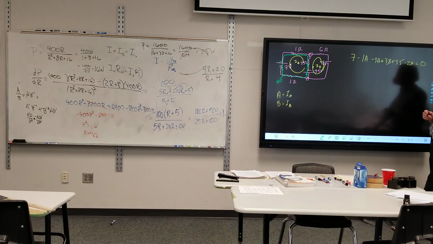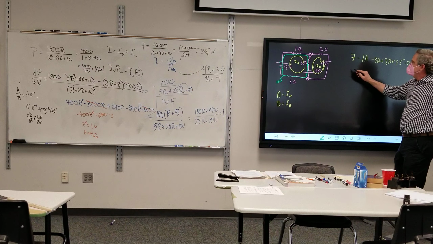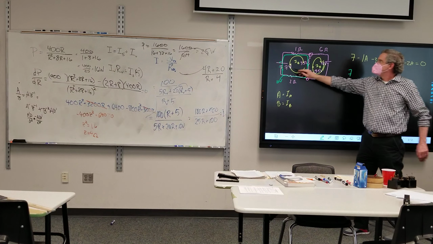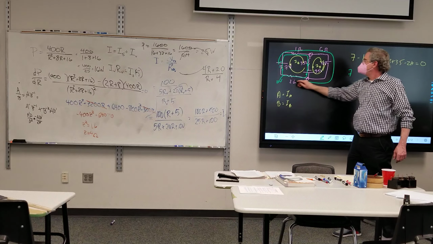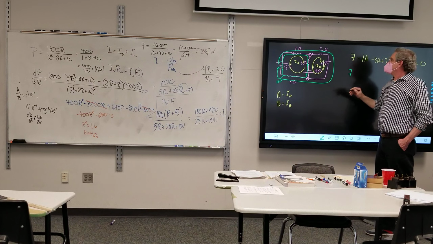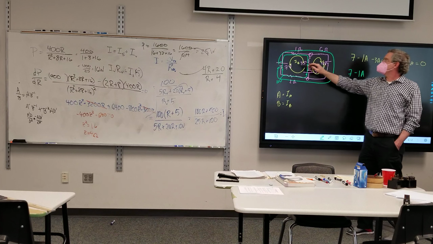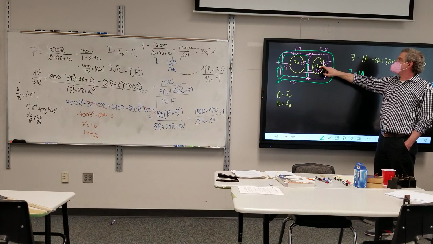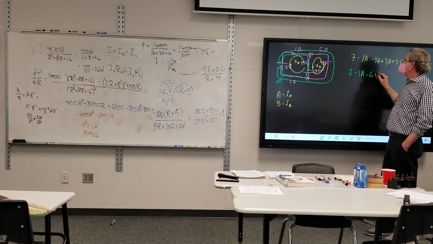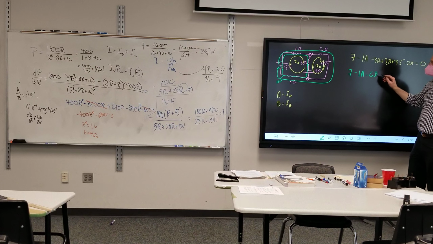All right, second equation. I've got my right side, I've got the whole thing. I typically do the right side, but let's just do the whole thing. So I'm doing this loop right here. I go across my 1 ohm, so that's minus 1 times that current, because I'm going with the current. I get here, I'm going with my I sub B, so that's minus 6B. I'm going against the 16, so plus, oops, sorry.